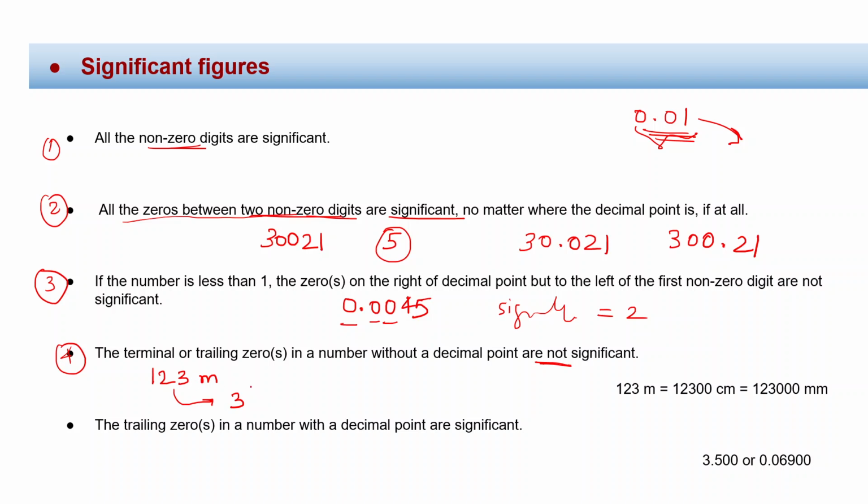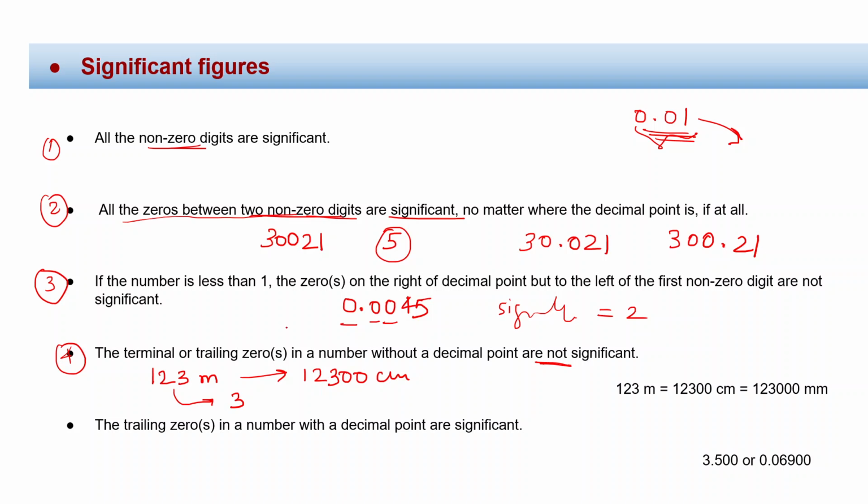If this is in meters and I write it in centimeters, then it will become 12,300 centimeters. But these are the same, right? I'm just expressing it once in meters and another time in centimeters, but the value is mathematically the same.